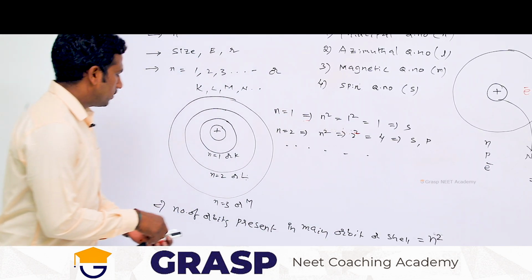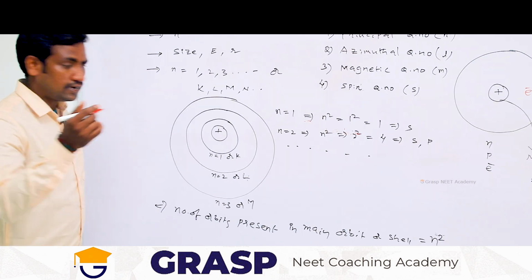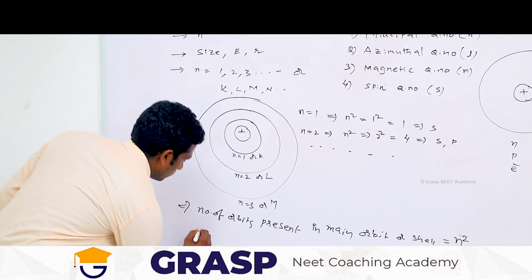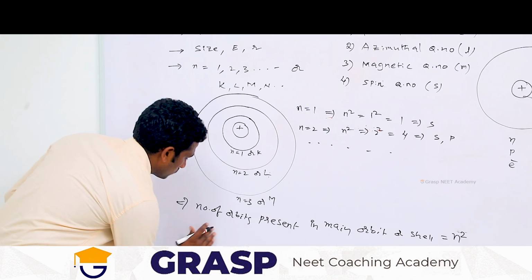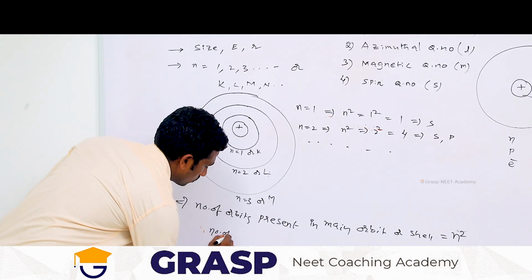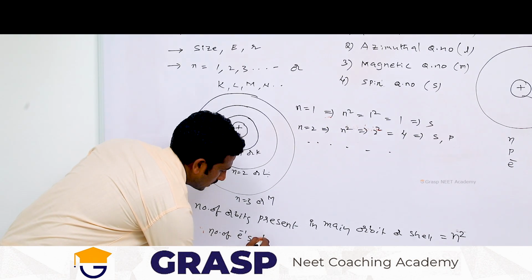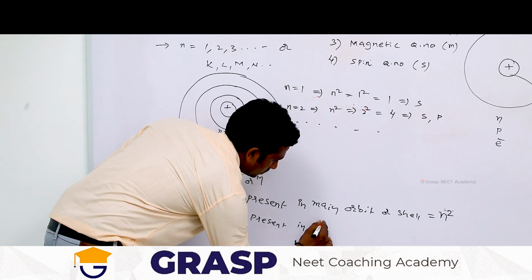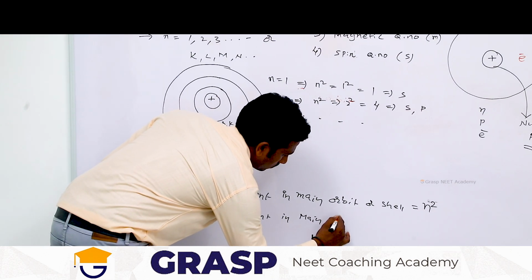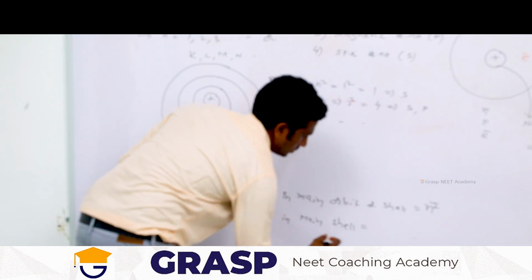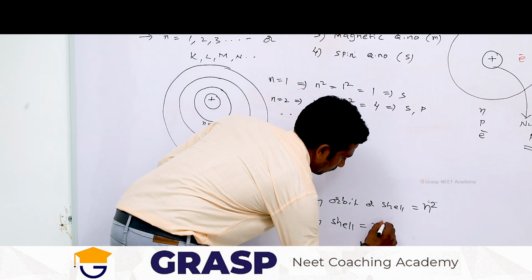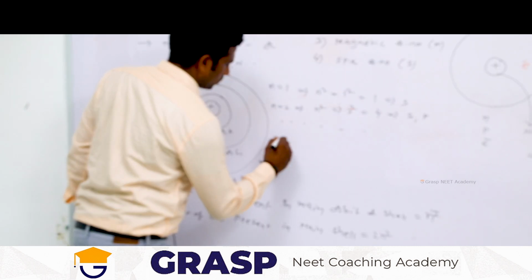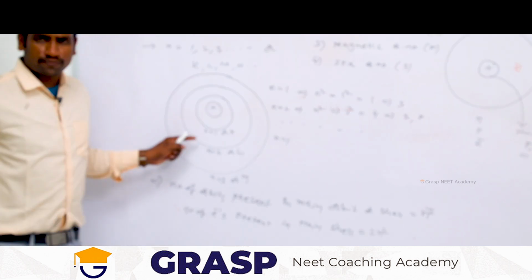One more thing you can find: how many electrons are present in the main shell, that means the main orbit? The number of electrons present in the main shell or main orbit is given by the formula 2n square. First, take n is equal to 1. I am discussing the first orbit.